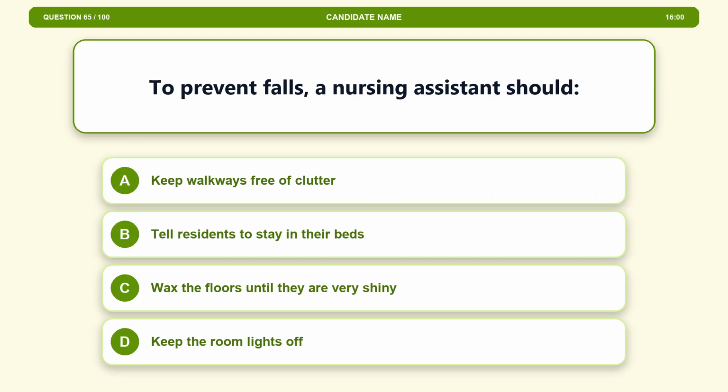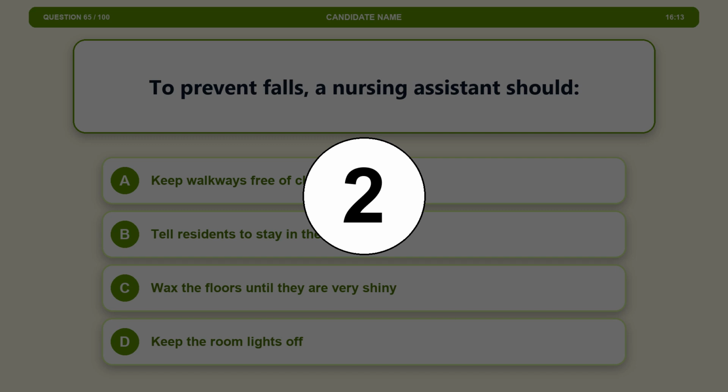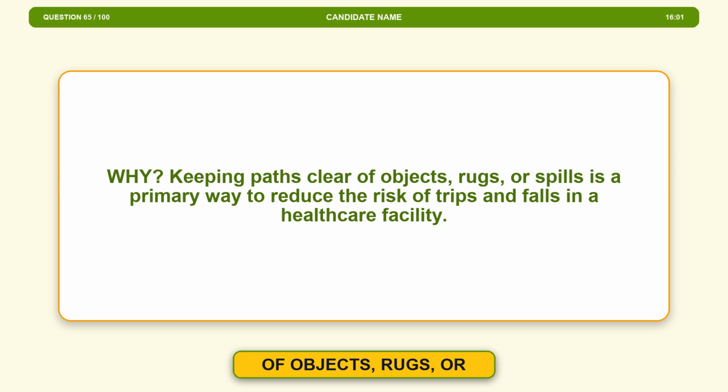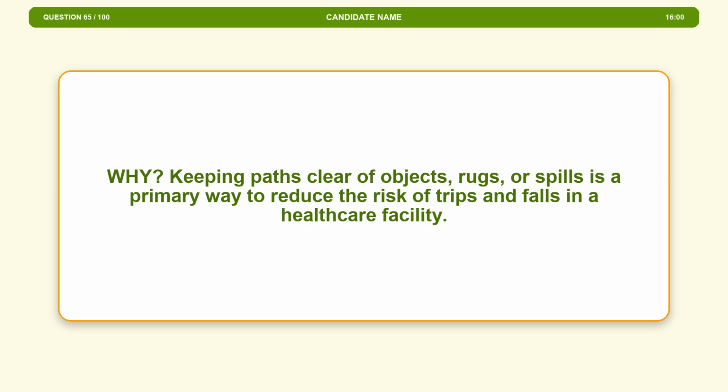Question 65. To prevent falls, a nursing assistant should: Option A, keep walkways free of clutter. Option B, tell residents to stay in their beds. Option C, wax the floors until they are very shiny. Option D, keep the room lights off. The correct answer is option A, keep walkways free of clutter. Keeping paths clear of objects, rugs, or spills is a primary way to reduce the risk of trips and falls in a healthcare facility.